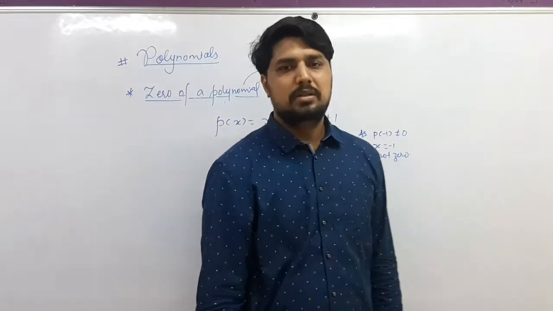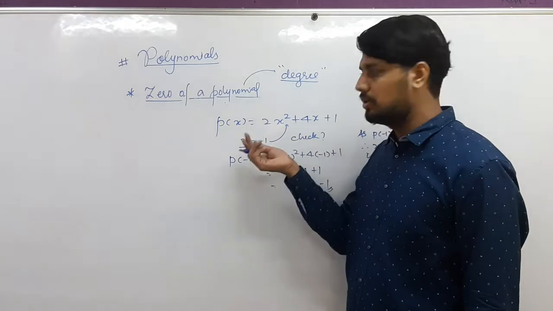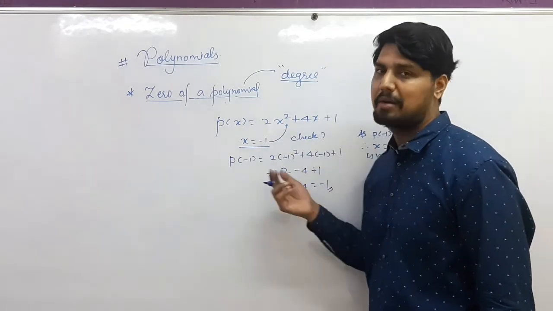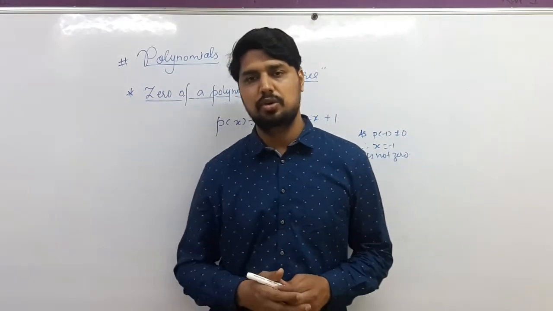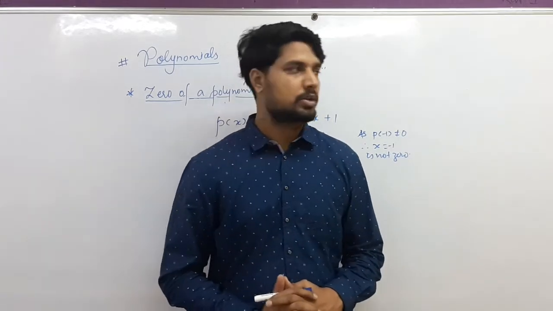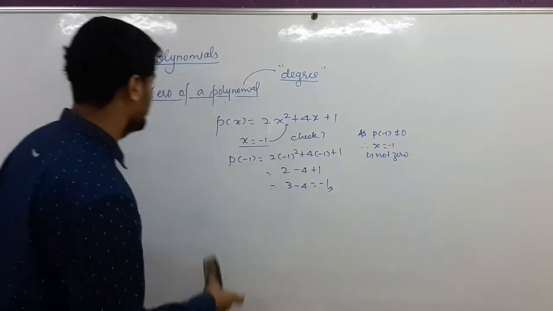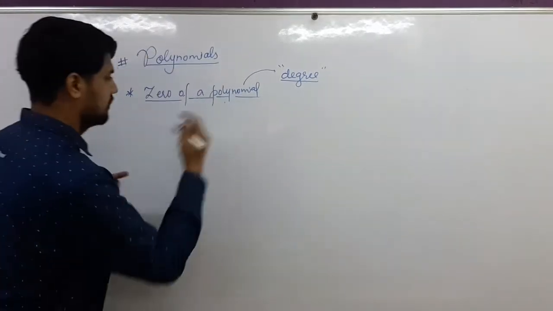So it is very simple. If you want to check whether the given value is a zero or not, you just put the value in the polynomial. If you get the answer equal to 0, that means it is a zero of this polynomial. If you don't get the answer equal to 0, it is not a zero of the polynomial. I hope it is clear to all of you. If you want, I will take one more example to explain.